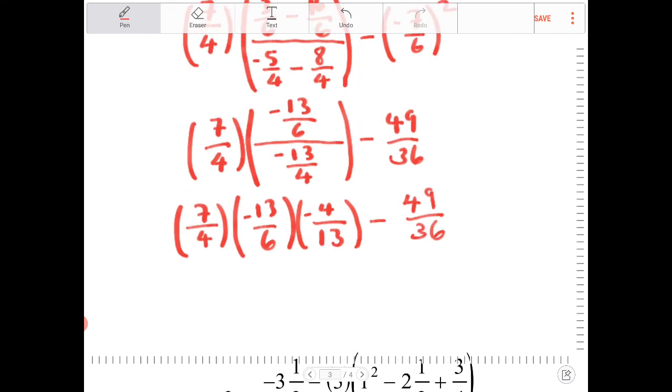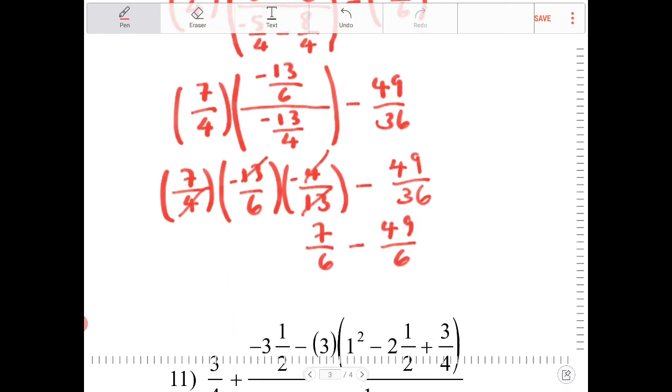And we're almost there. Okay, if you notice, the 13 and 13 cancel. The negative and negative becomes a positive. The 4 and the 4 cancel. I'm left with 7/6 minus 49/6. And in order for me to subtract these two, I need to multiply the first fraction by 6/6. I'm sorry, we don't need to multiply because they have the same denominator already. What am I saying? So this turns into negative 42/6, or really the final answer is negative 7.